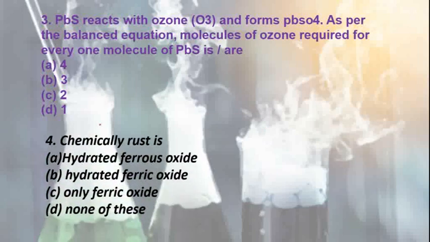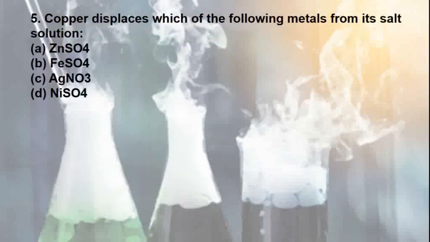Here they have asked, it is a simple question, chemically rust is, that means the chemical formula for rust. The options are hydrated ferrous oxide, hydrated ferric oxide, only ferric oxide, and none of these. So you need to pause this video and answer the question. So the answer is hydrated ferric oxide. It is not ferrous oxide, it is ferric oxide. So let's move to the next question.